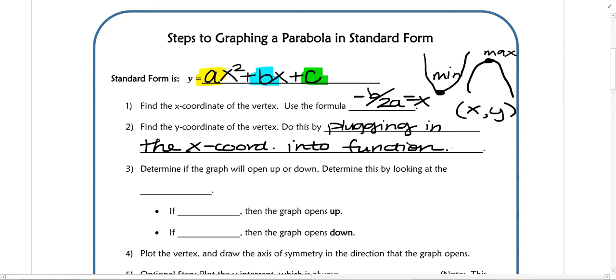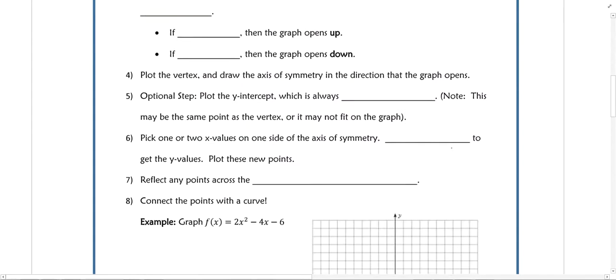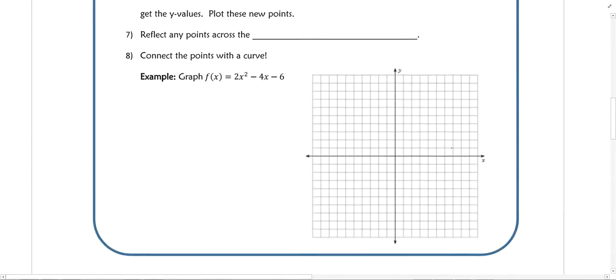So let's do an example. At the bottom of this page there's an example of f of x is equal to 2x squared minus 4x minus 6. So let's start by writing down what a, b, and c are in this problem. So why don't you pause the video and see if you can figure out what a, b, and c are. And when you think you know, go ahead and unpause the video.